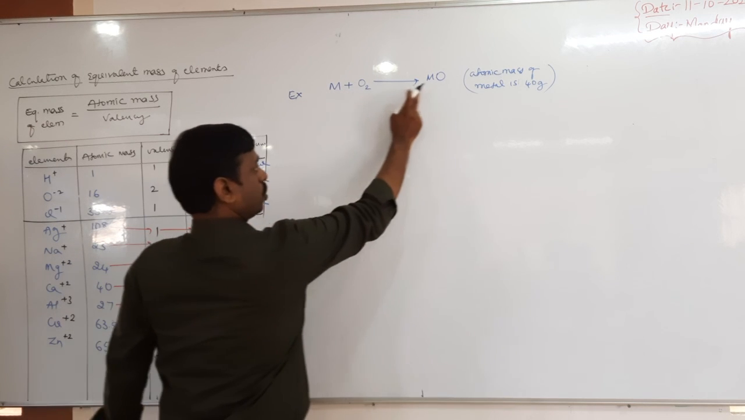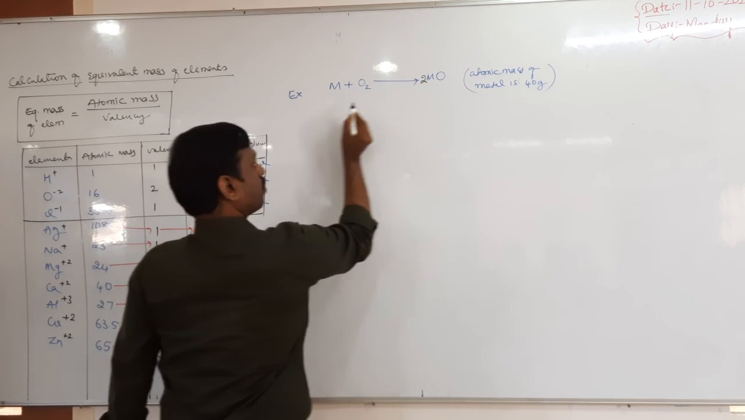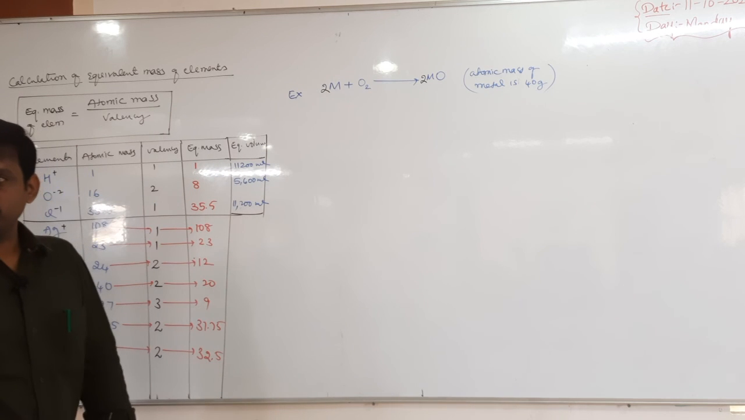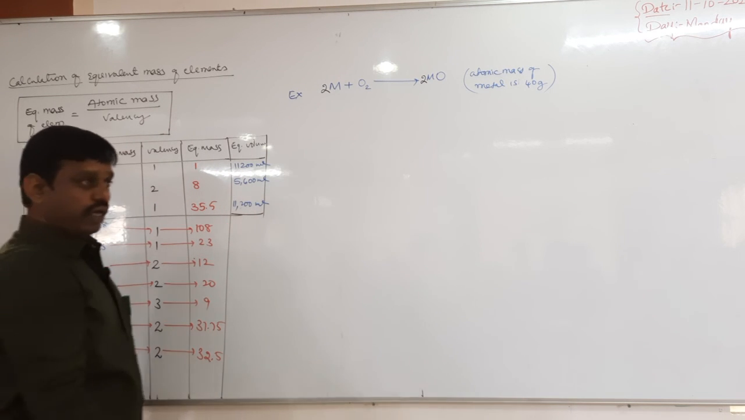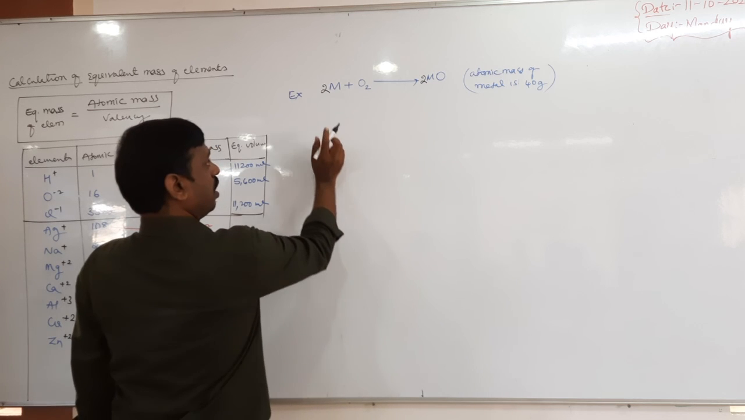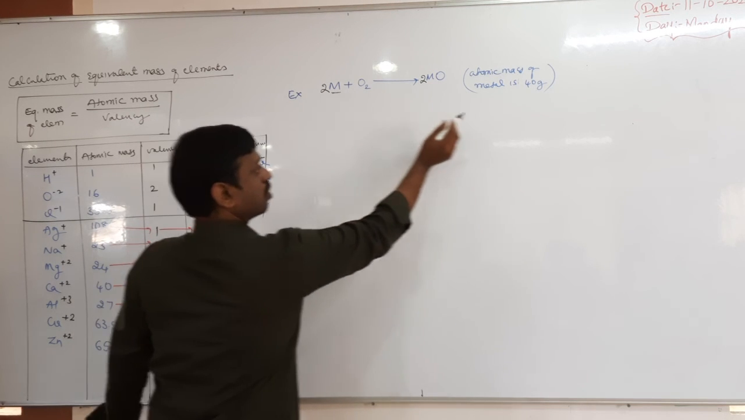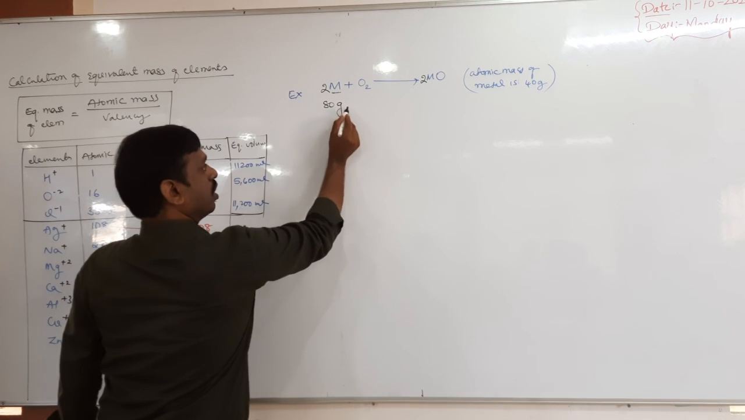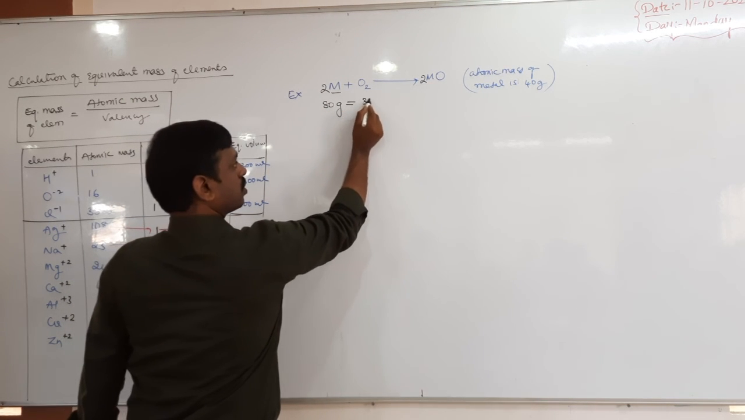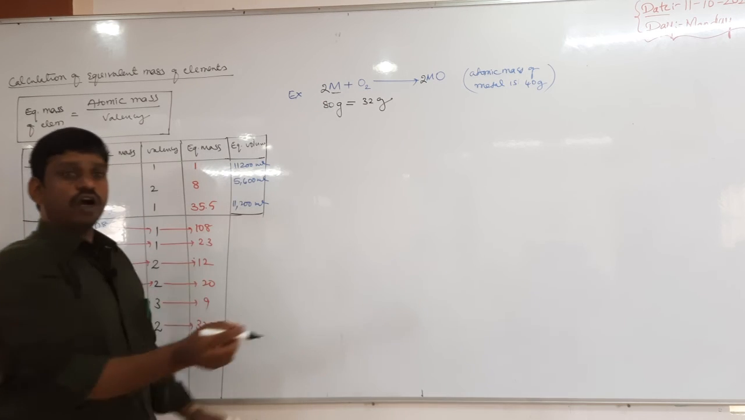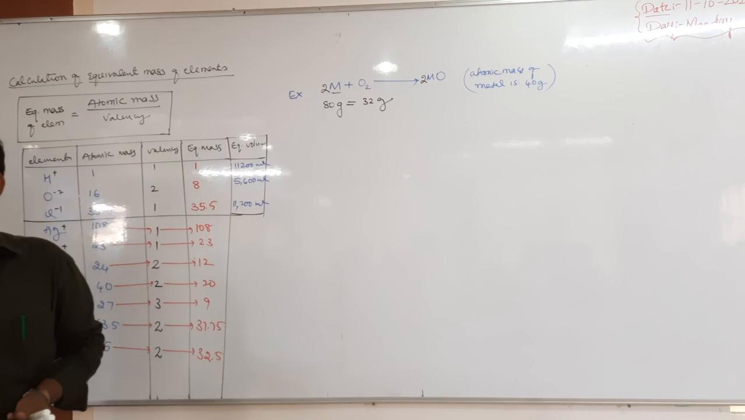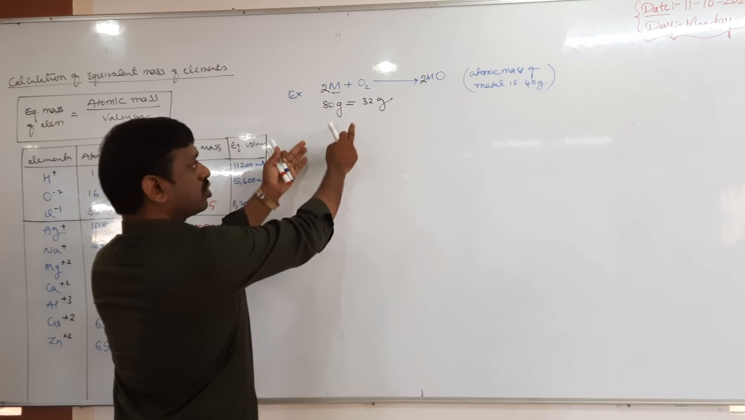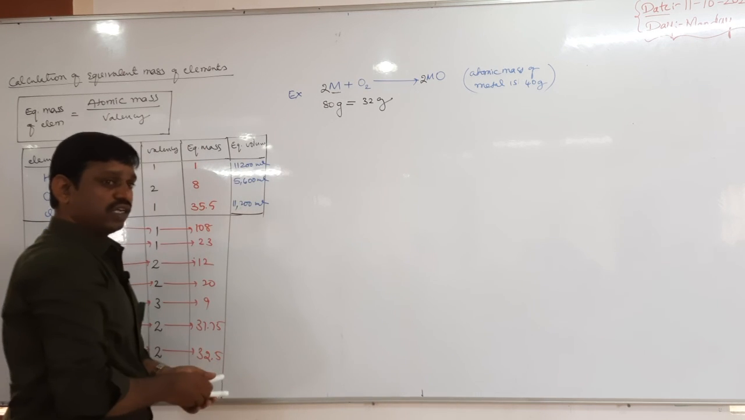M plus O2 gives MO; balance it: 2M plus O2 gives 2MO. It is a balanced equation. In the balanced equation, the atomic mass of the metal is 40, therefore 2 into 40 is 80 grams. 80 grams combines with 32 grams. As per the stoichiometry equation, 80 grams of metal is equal to 32 grams of oxygen.